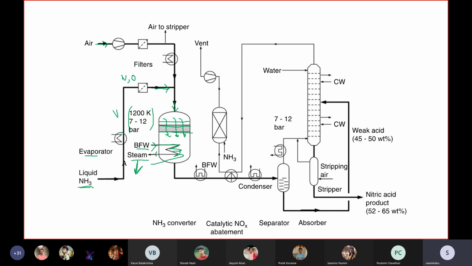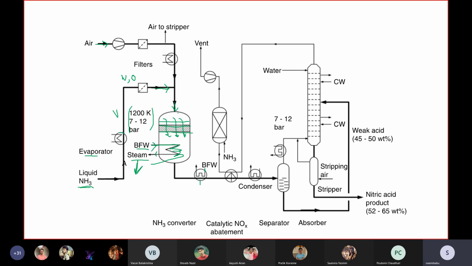So although we cannot cool all the temperatures immediately, once again we will have boiler feed water sent and converted to steam. So some amount of heat will be removed. And still it goes to the condenser, so that finally we bring the temperature back to around 400 to 500 Kelvin.